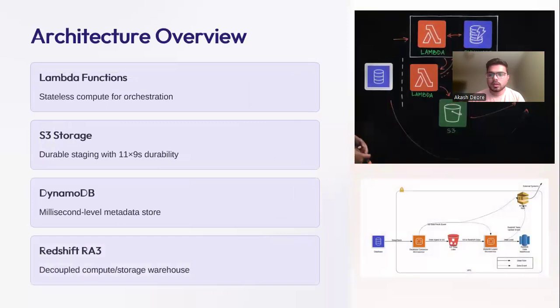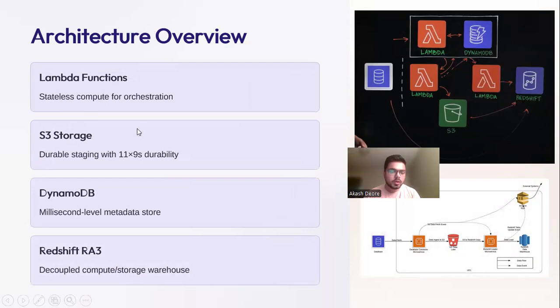Going forward, we will look into the architecture of Data Coral, what components they have, how they are managing it, and what all AWS services they are implementing, what different services they are utilizing in this architecture. So first is AWS Lambda. AWS Lambda, all of you know, is a stateless function that reacts to events and executes orchestration logic.